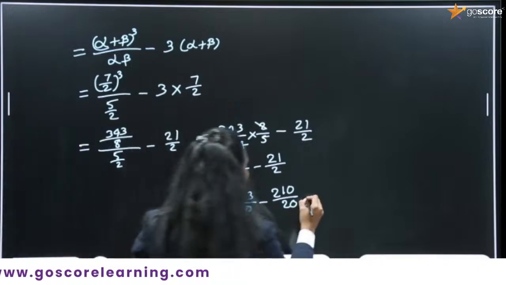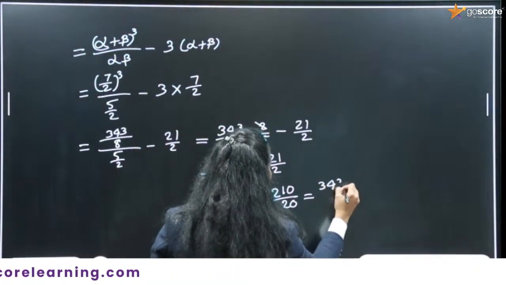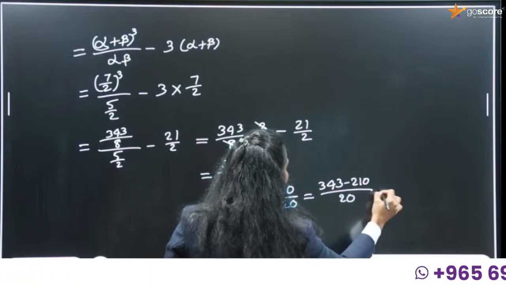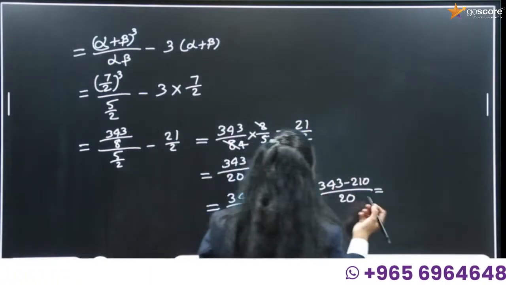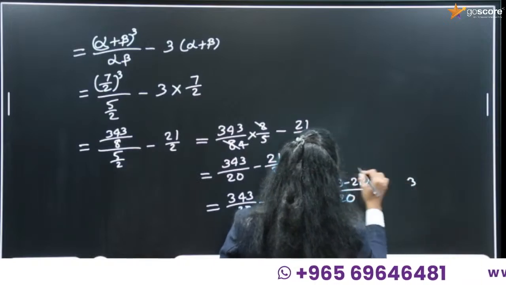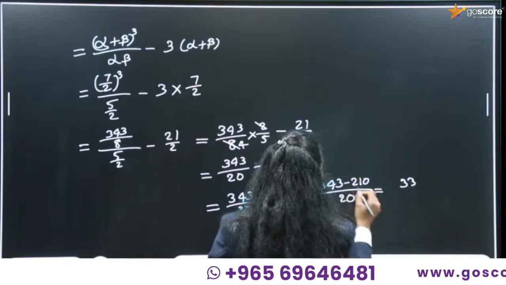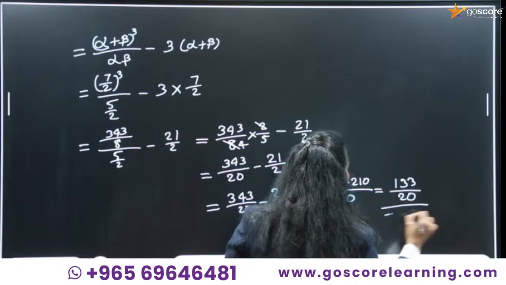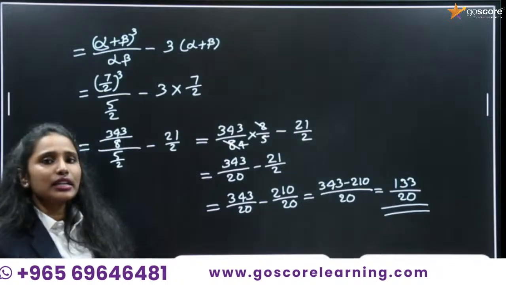So it will become 343 minus 210 divided by 20, which will give 343 minus 210 means 3 minus 0 is 3, 4 minus 1 is 3, then 3 minus 2 is 1, so 133 divided by 20. If you want to make it as decimal, then you can.